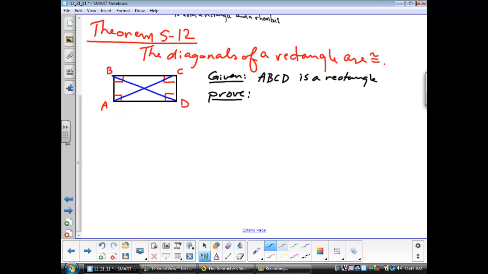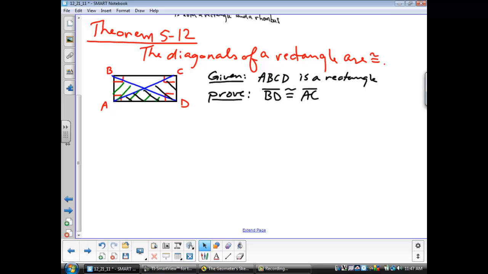So we're wanting to prove that BD and AC are congruent. What we are going to do is take a look at this triangle here and this triangle there. Can we prove that those 2 triangles, the one outlined in green or black and the one outlined in green, are congruent? Yes.